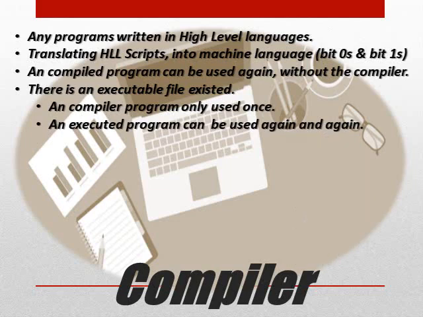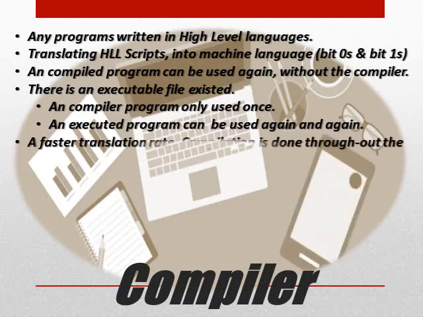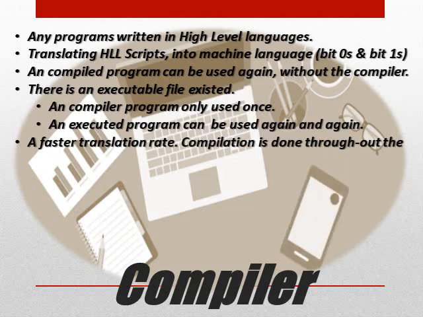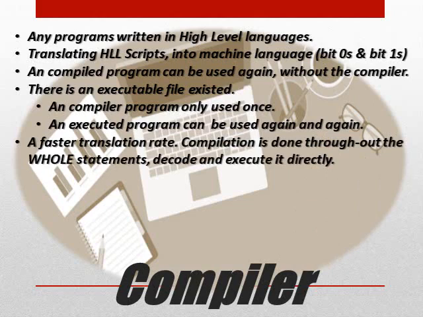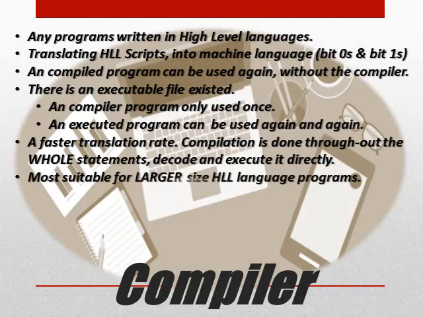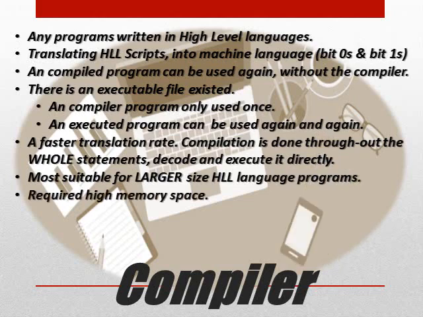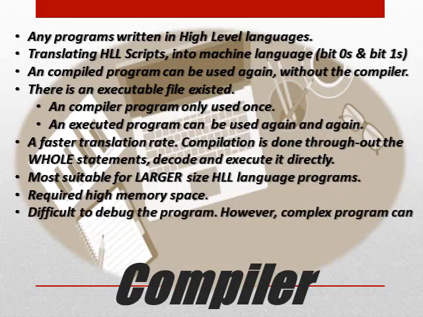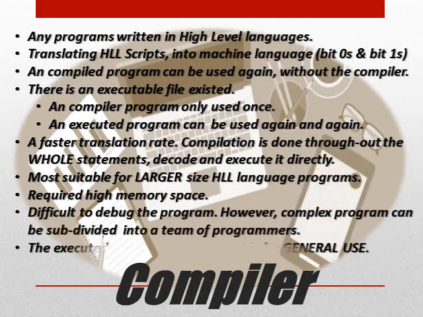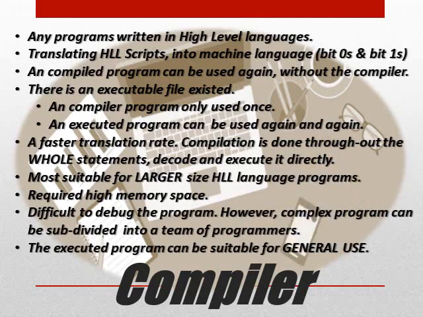One benefit of using a compiler is that it has a faster translation rate. The compilation process is done by taking the whole program's statements, decoding and executing them directly. It is most suitable for larger size programs. Some drawbacks are: it requires high memory space, and it is difficult to debug the program. However, a complex program can be subdivided among a team of programmers, each doing subprograms. The executed program is suitable for general use.